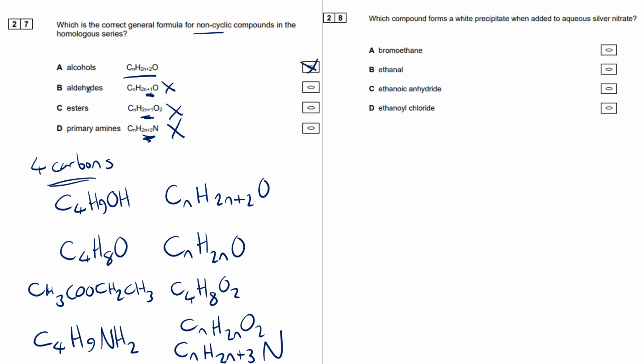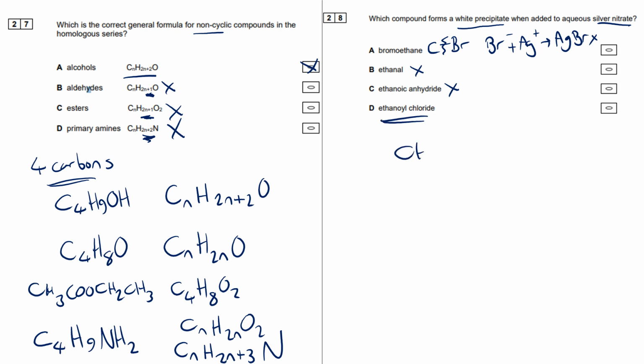Question 28. Which compound forms a white precipitate when added to silver nitrate? So if you added bromoethane to silver nitrate, provided there is something to hydrolyze the carbon-bromine bond, then you would get bromide ions that would react with the silver ions. But you'd actually get a cream precipitate, not a white precipitate. Ethanol would not form a white precipitate. Ethanoic anhydride would not form a white precipitate.